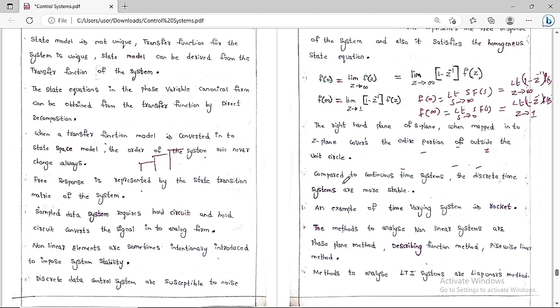So therefore we can say that the methods to analyze the nonlinear systems are the phase plane method, describing function method, and the piecewise linear method.